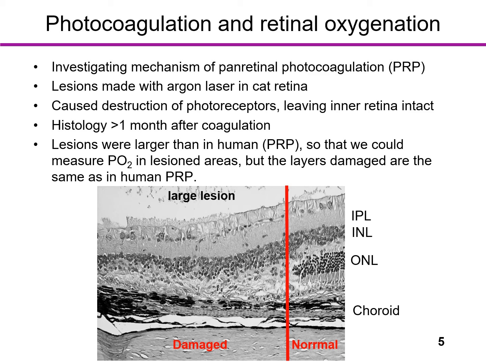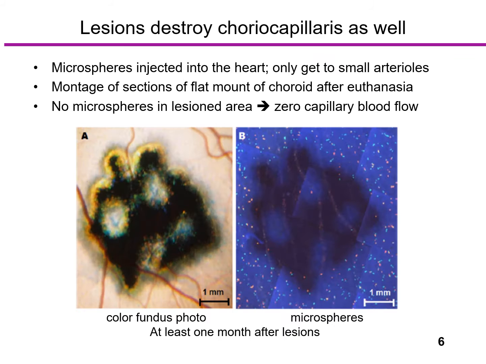Now these lesions were larger than in human PRP, so that we could measure PO2 in the lesioned areas. Remember, our electrode goes in on an angle, and we didn't want to move into a lesioned area or out of a lesioned area. We wanted to stay in a lesioned area or stay in a control area. But the layers we damaged were the same as in human PRP.